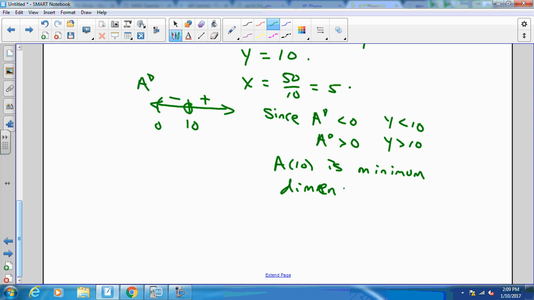And the dimensions, which are the length and width, are 5 by 10. X equals 5, y equals 10. Does that make sense to everybody? How this works? Good. Tomorrow we're going to do some more. See ya.